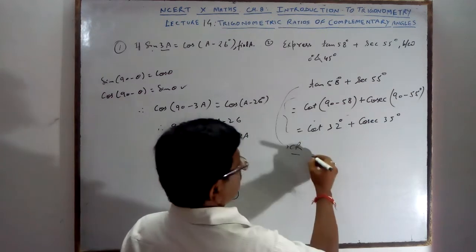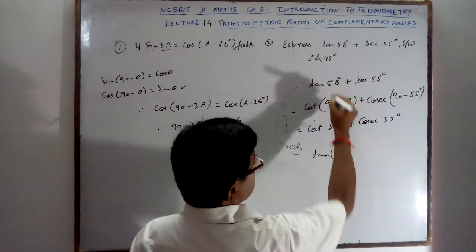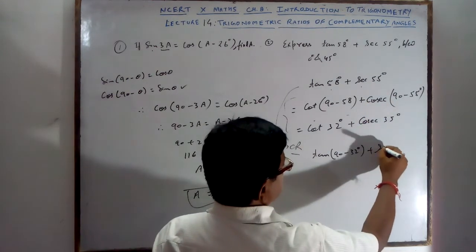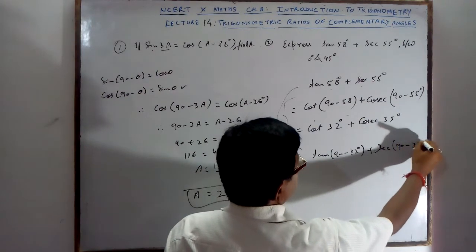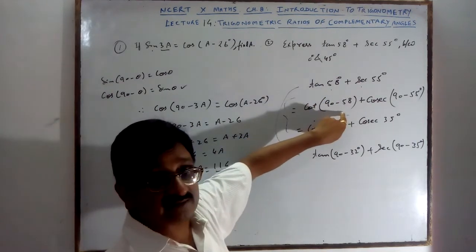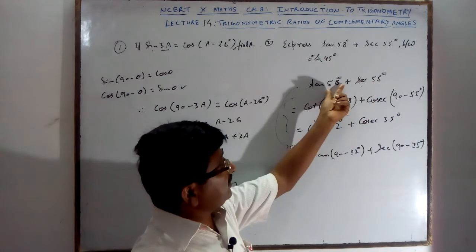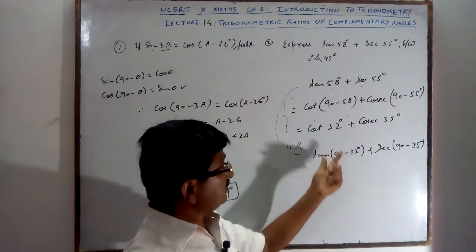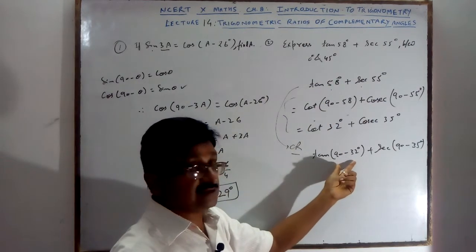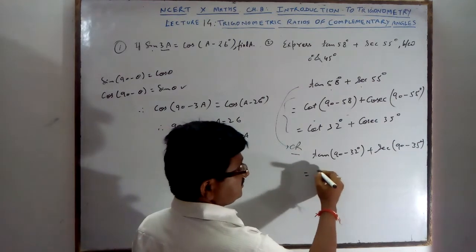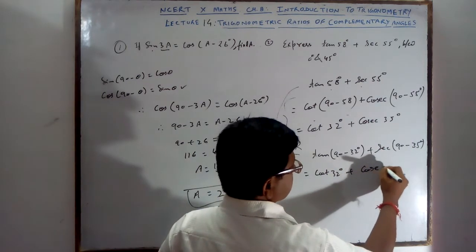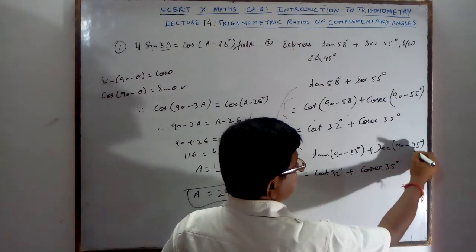What is the method? You can write tan 58 as tan(90 minus 32) plus sec as it is, and here you write 90 minus 35. Both are correct. Either you change the trigonometric ratio and directly subtract, or you change the angle in the form of 90 minus something, so 58 will be 90 minus 32. Now it is 90 minus theta, so tan(90 minus theta) is cot 32 degrees, and sec(90 minus theta) is cosec 35 degrees.